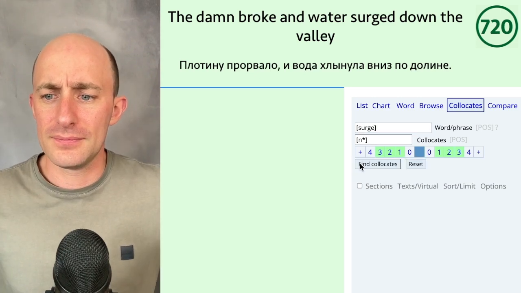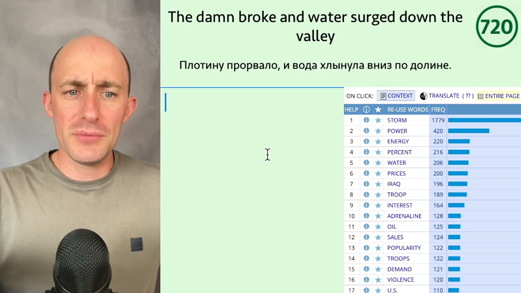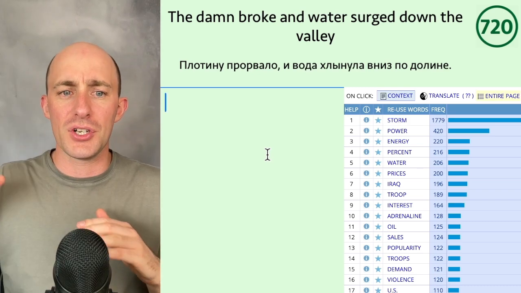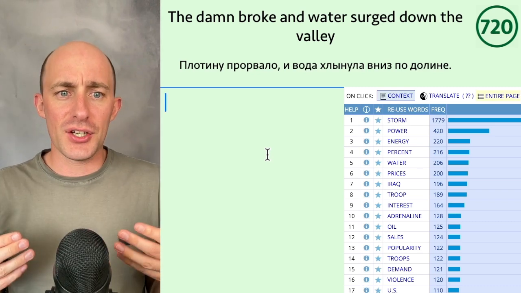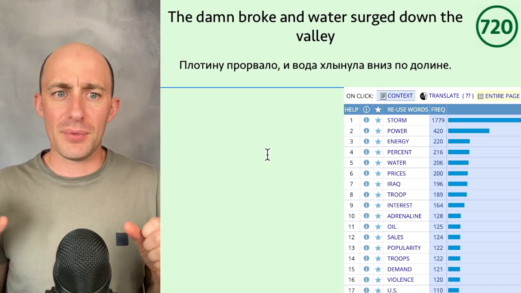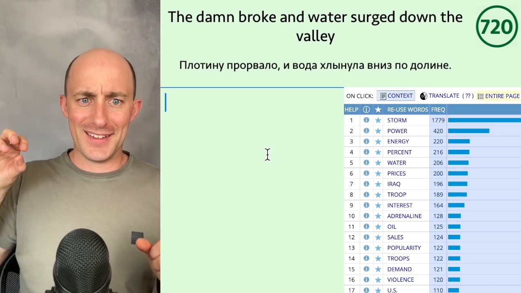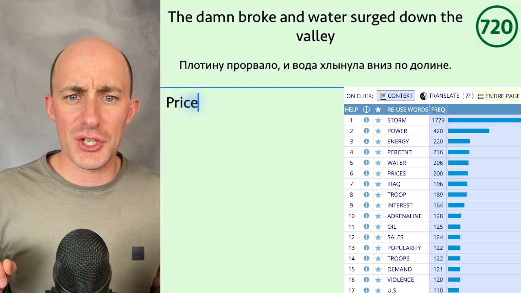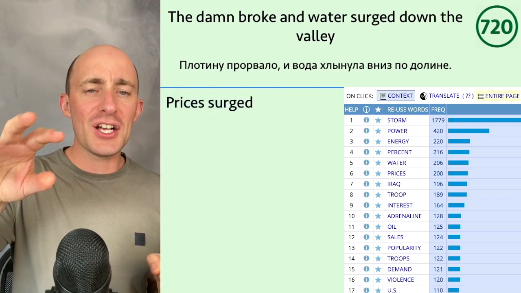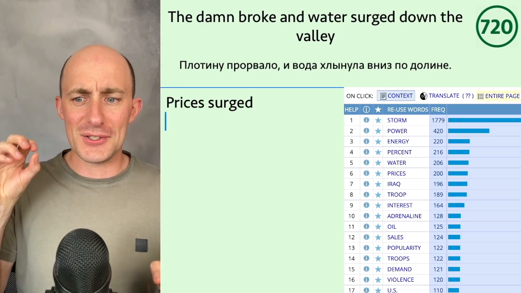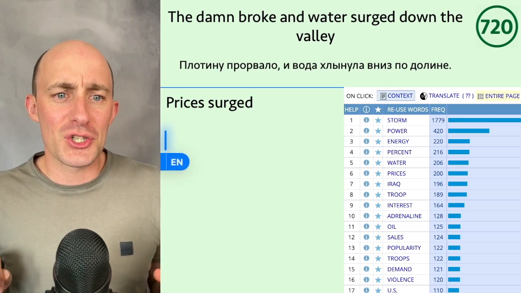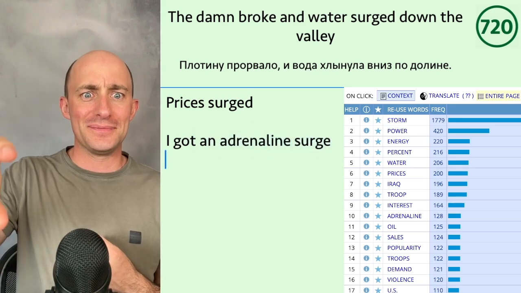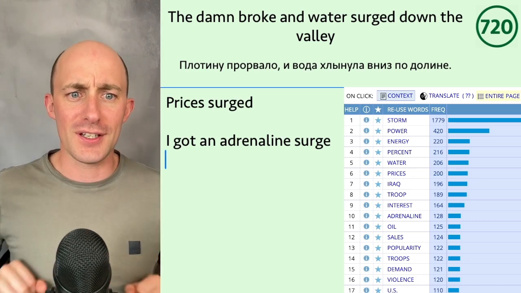Surge. So a storm surge is when the water level rises significantly during a storm. You get a storm surge. You get a power surge or an energy surge when, for some reason, something goes wrong with the electricity supply and they send too much energy. That will be a power surge. You can also say prices surged. That means that they increased very quickly and dramatically. To surge. I like this one. I got an adrenaline surge. That will be, in my body, like vroom, adrenaline, vroom, a surge. So that's what a surge is.